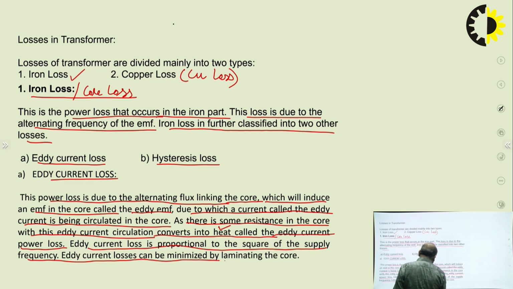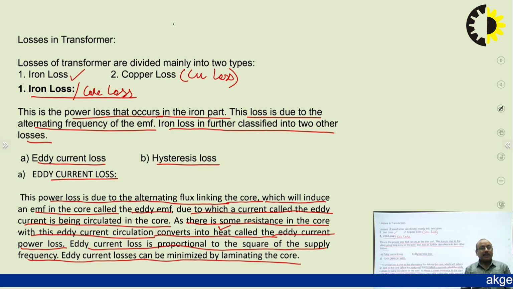For minimizing the eddy current loss, what we do is laminate the core. Why do we laminate the core? That we will discuss in the next slide, how we reduce or minimize the eddy current loss by laminating the core.